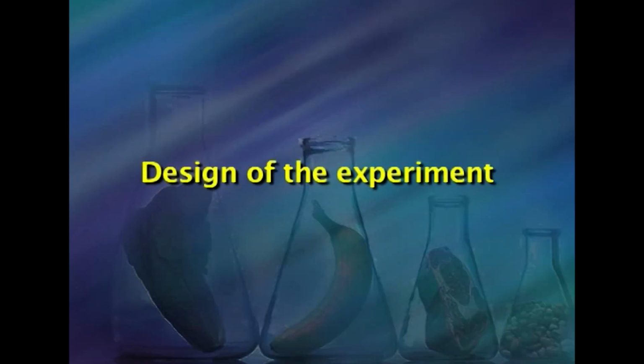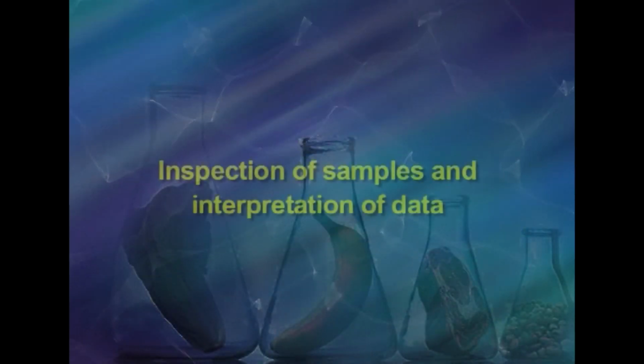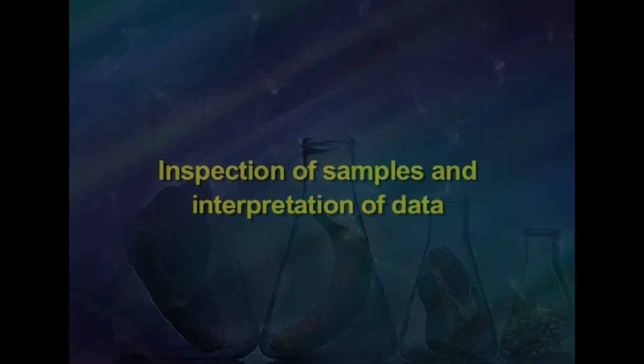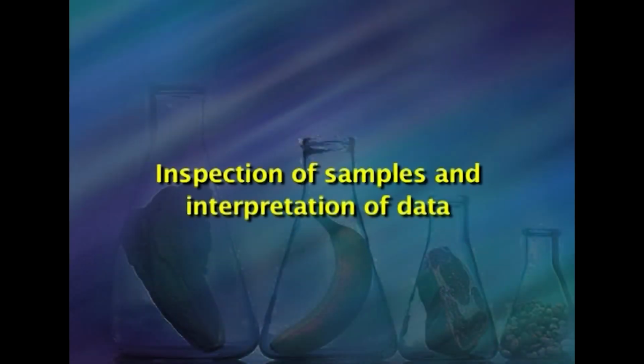Design of the experiment. Experimental error can be minimized through the use of techniques of randomizing. A statistical design is used in order to measure variables separately and together and to establish the significance of results. The experiment should be designed on the basis of the accuracy needed and the amount of sample available. Inspection of samples and interpretation of data.